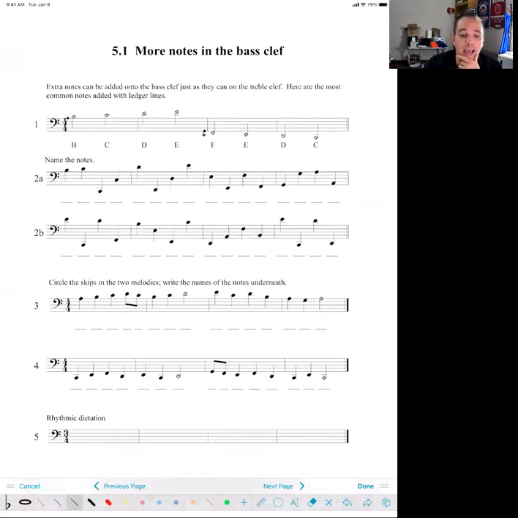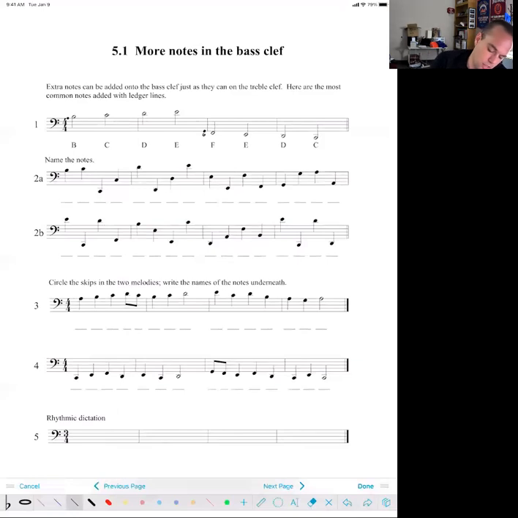I will do 2A for you. And then you can feel free to do 2B as a review, or write in the notes for 3 and 4. They're telling you to circle the skips, but I'm not concerned about that this week. So just about naming the notes. That's all we're worried about. So I'm going to do 2A for you.